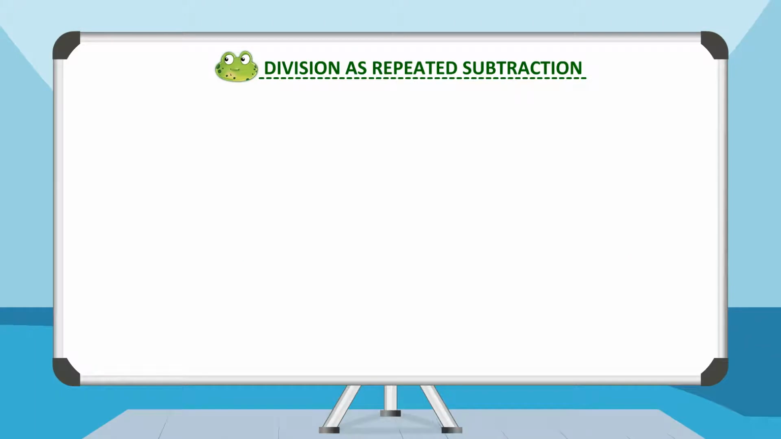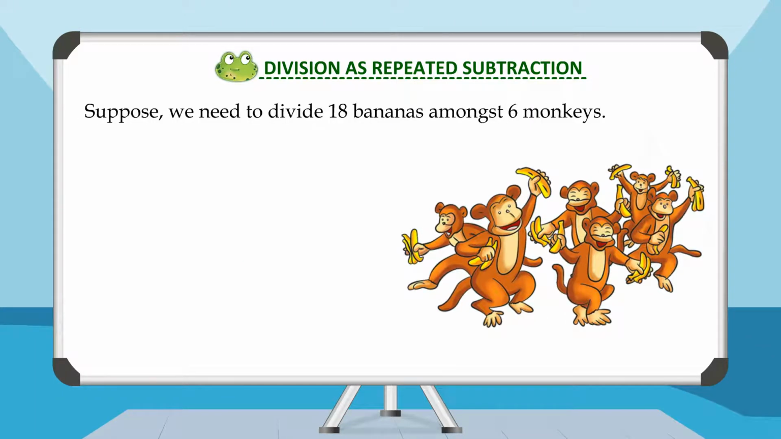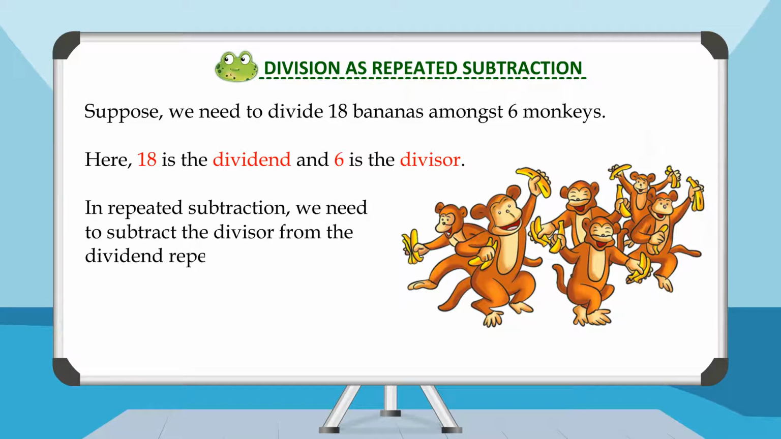Division as repeated subtraction. Suppose we need to divide 18 bananas among 6 monkeys. Here 18 is the dividend and 6 is the divisor. In repeated subtraction, we need to subtract the divisor from the dividend repeatedly until we get 0 as the result.